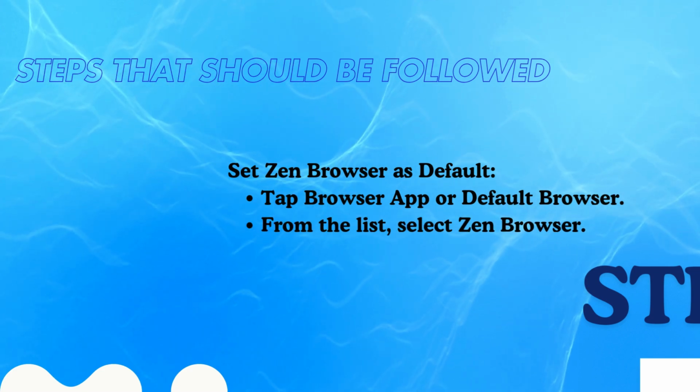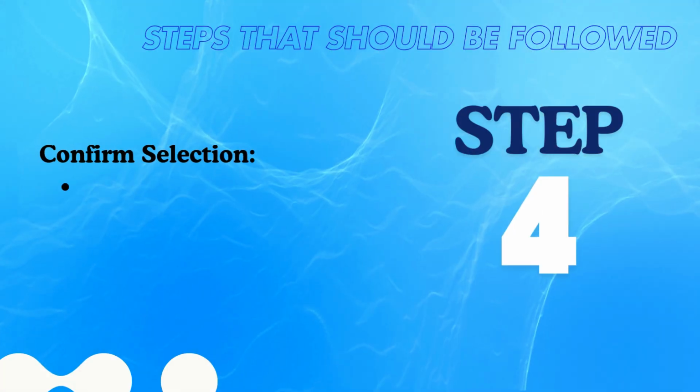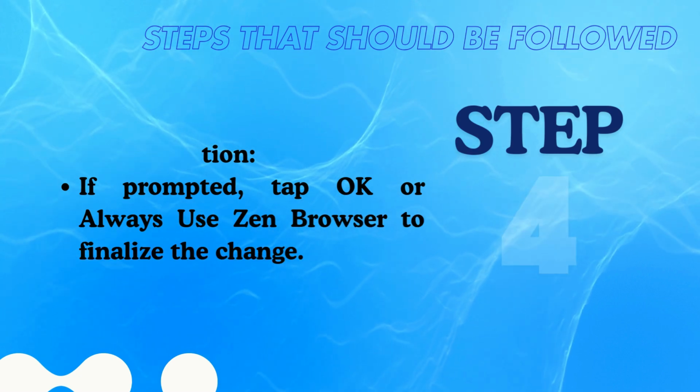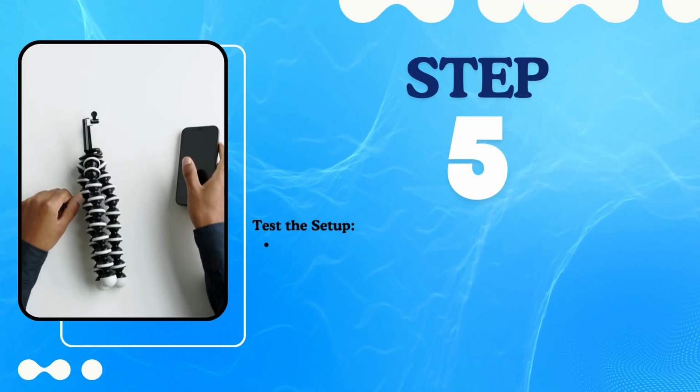Tap Browser App or Default Browser. From the list, select Zen browser. Confirm selection. If prompted, tap OK or always use Zen browser to finalize the change.